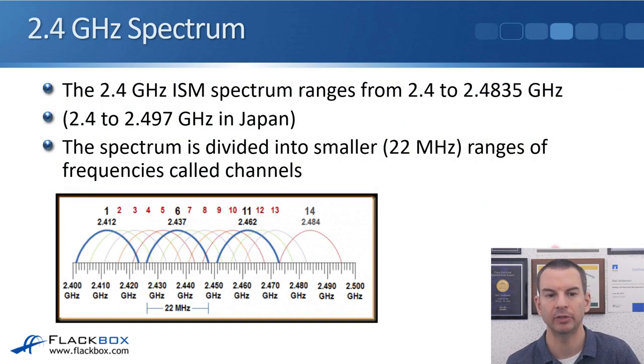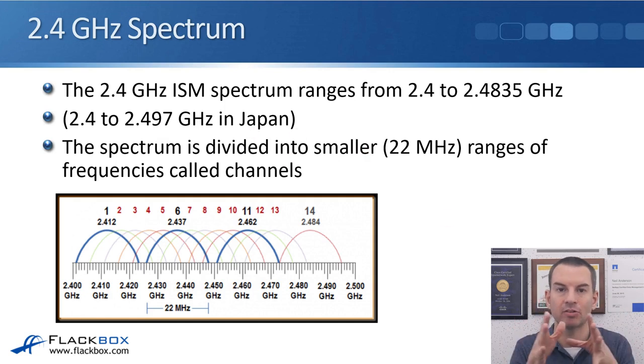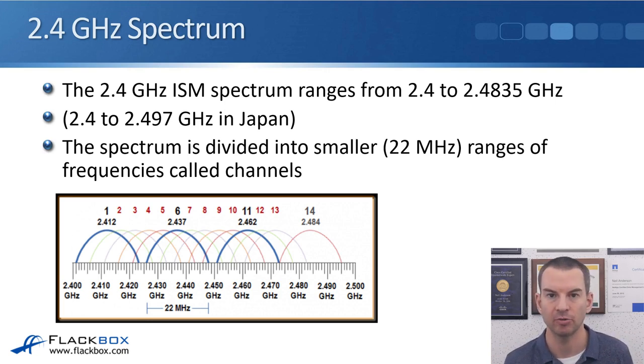Okay, so let's look at the 2.4 gigahertz spectrum. And the 2.4 gigahertz spectrum, it's a spectrum. It is a range of frequencies. It's not just exactly 2.4 gigahertz. It actually ranges from 2.4 to 2.4835 gigahertz, or 2.4 to 2.497 in Japan. And that spectrum, so that frequency range, is divided up into smaller 22 megahertz ranges of frequencies, which are called channels. So a channel is just a range of frequencies that can be used for your Wi-Fi.